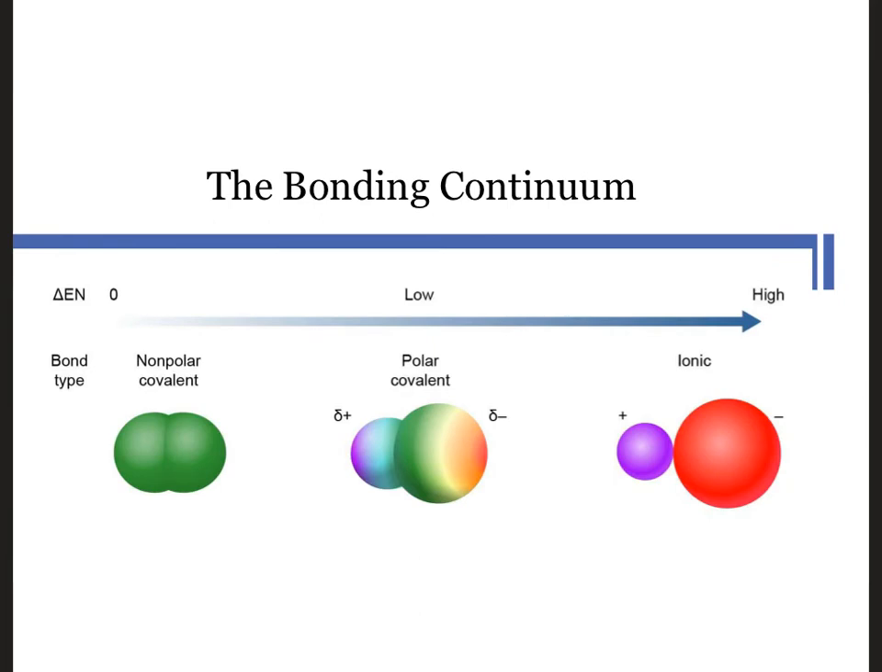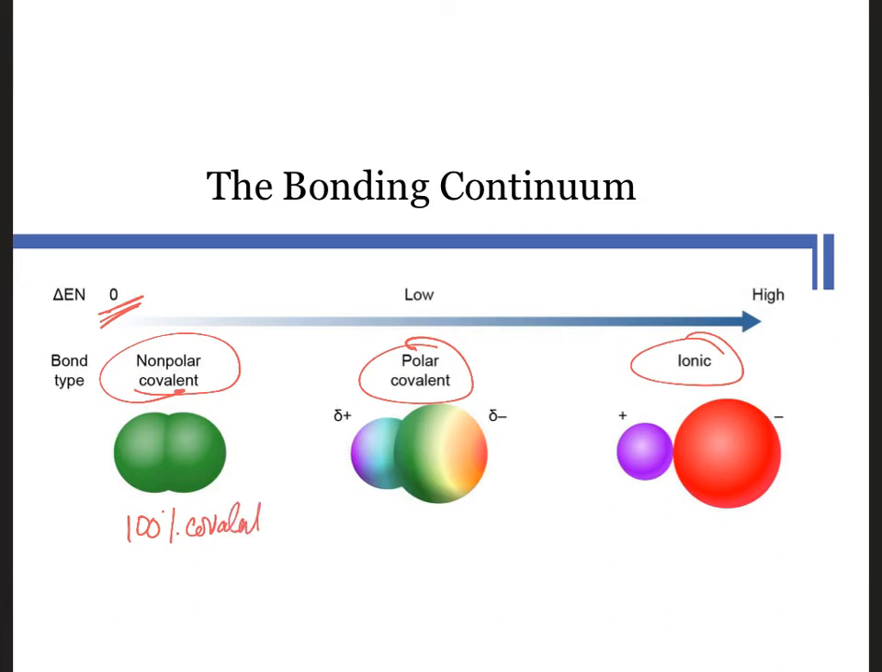Bonds between atoms can range in type from nonpolar covalent, evenly shared electrons, to polar covalent, unevenly shared electrons, to completely transferred electrons in ionic bonds. Note that the nonpolar covalent side of the spectrum represents 100% covalent bonds, so there are no partial or full charges indicated. Our polar covalent molecule forms dipoles, as indicated by the partial positive and partial negative symbols on either side of the molecule, and will have some ionic character.